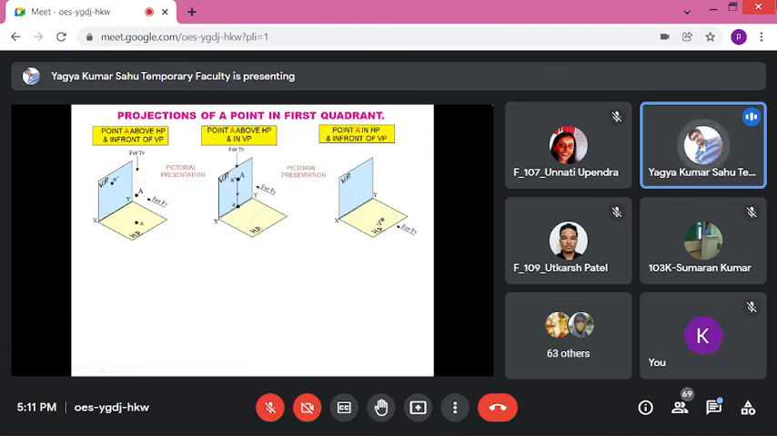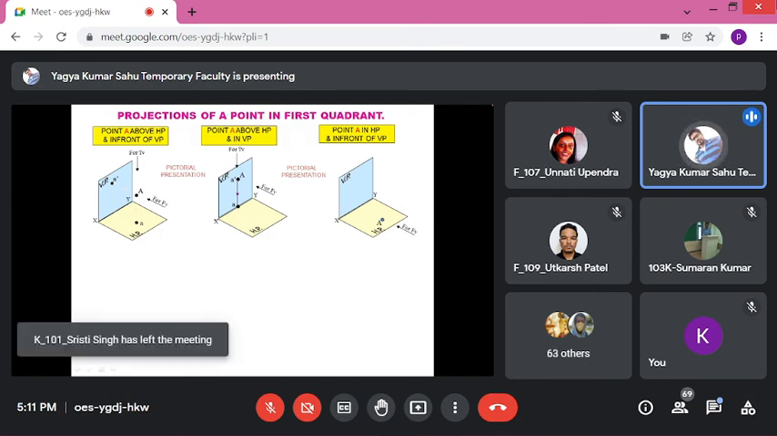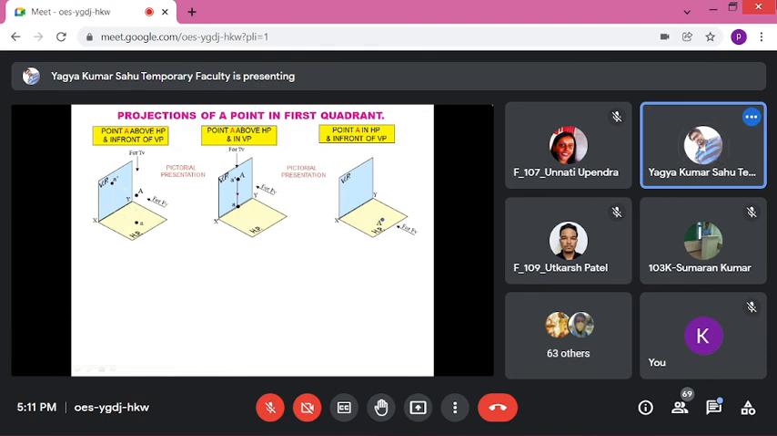So you can see here also. There is a point A in front of VP and above HP. So we are getting A dash and A on the respective planes, the vertical plane and the horizontal plane. For the first one, where the point A is above HP and in front of VP, we have a definite distance. Say the point A is 20 mm in front of VP and 30 mm above XY. This is the position of A. So you'll get A dash on VP and A on HP, and there will be a definite distance of both points from XY. Are you getting this one?